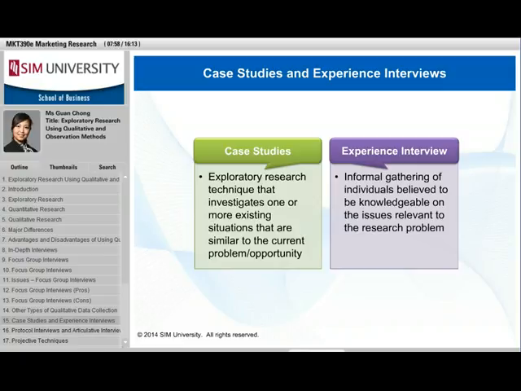Case studies are exploratory research designs that involve intense investigation of one or a few past problem situations. The case study approach is used for any research that is likely to be similar for several past situations. Experience interviews are face-to-face interviews that use questions to gather opinions from people considered to be knowledgeable on the issue of the research problem.